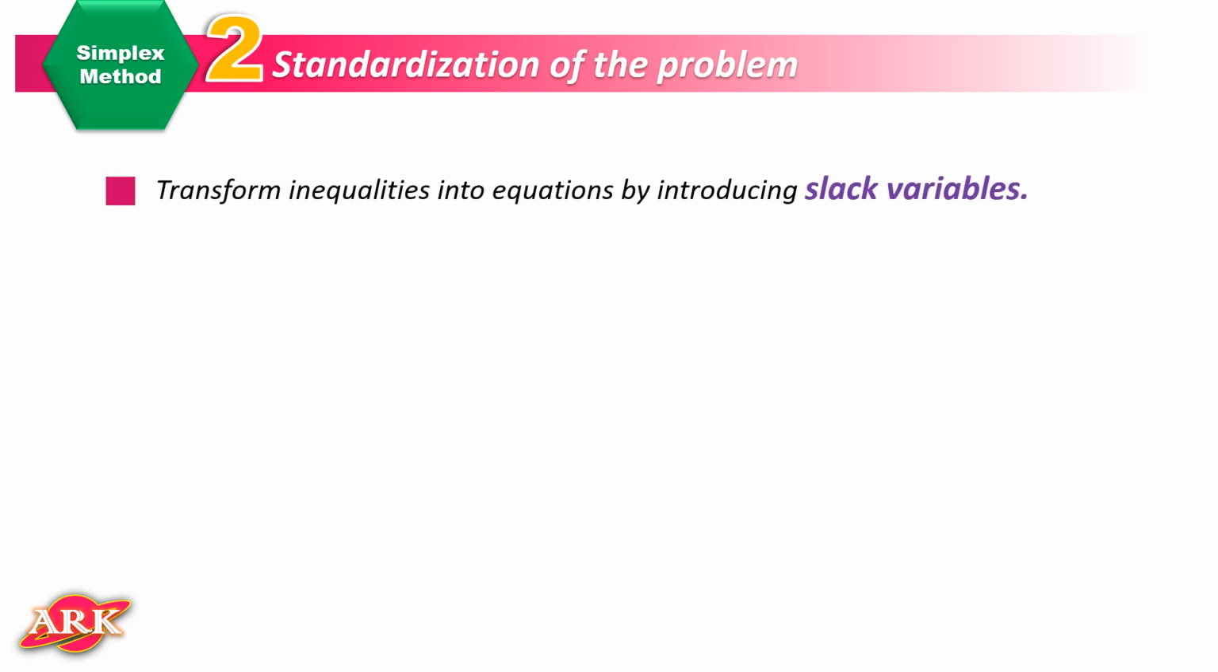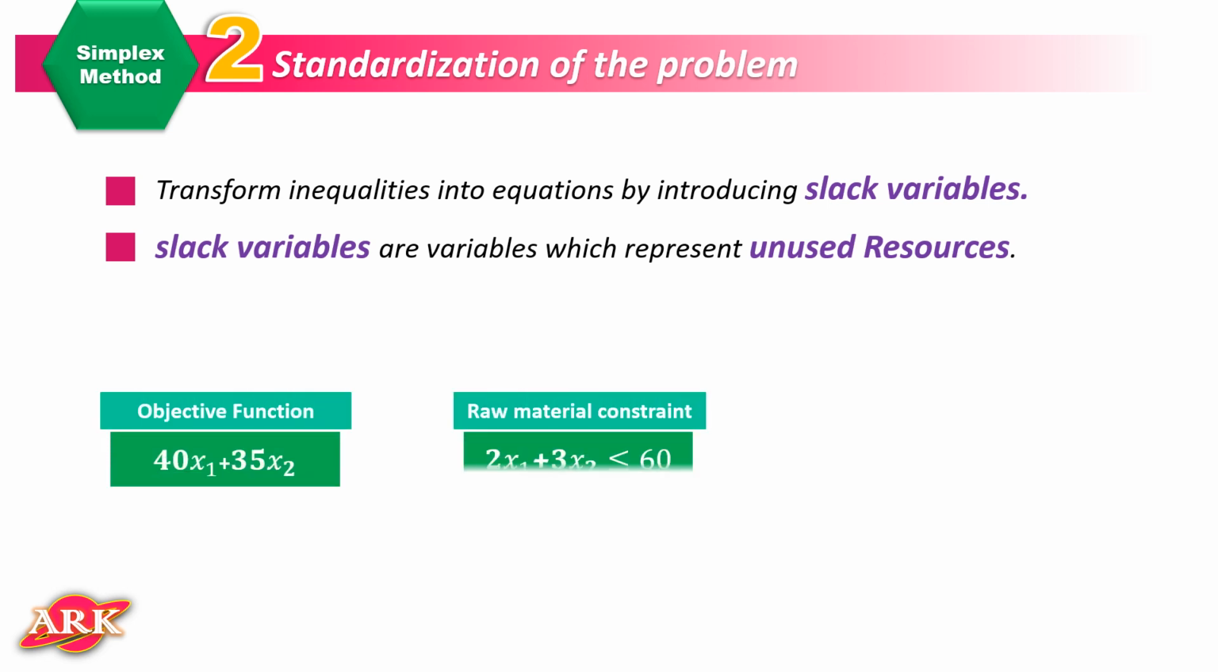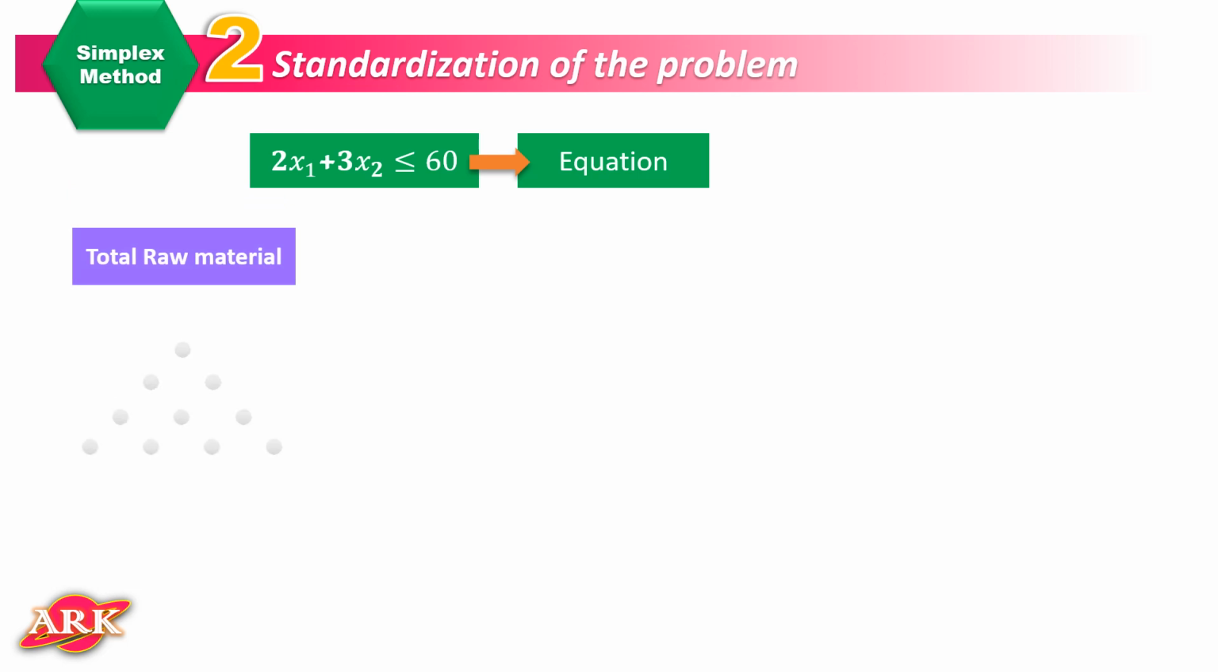Step number 2 is standardization of the problem. Transforming inequalities into equations by introducing slack variables. Slack variables are variables which represent unused resources. And let's now take 2x1 plus 3x2 less than or equal to 60. Now this is an inequality. We have to transform it into an equation. Let's see how we do that.